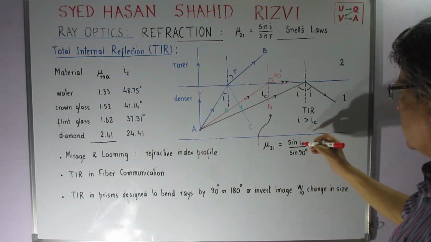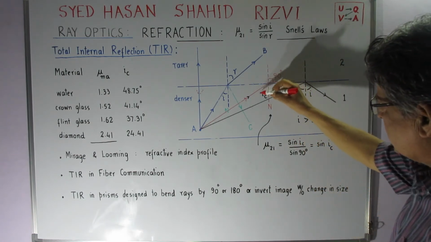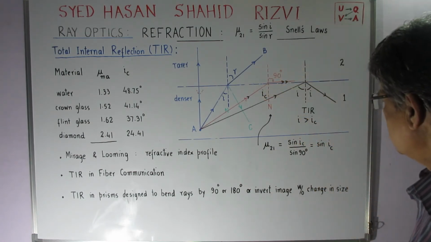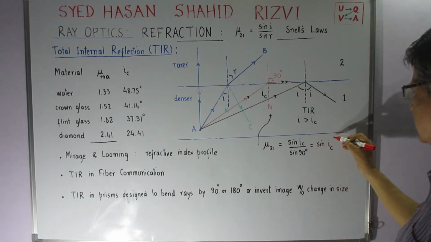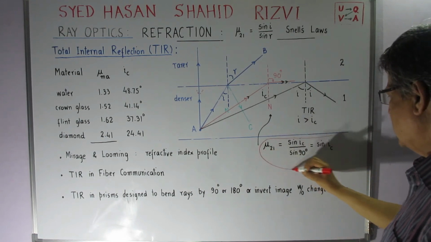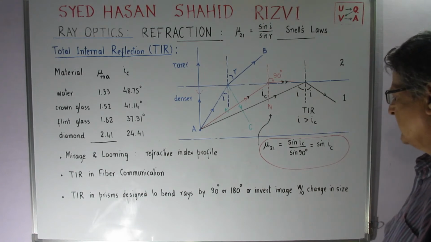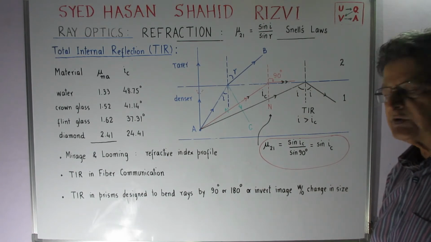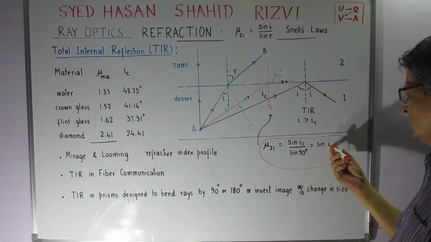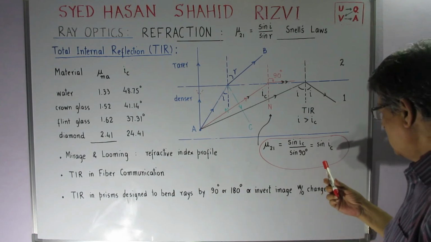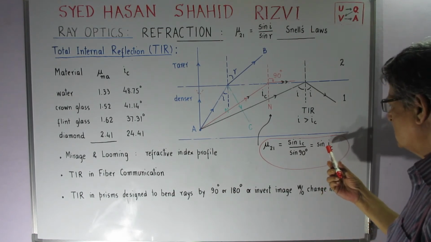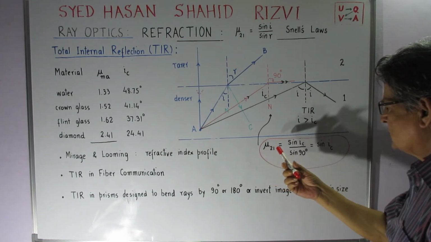So in that case, mu21 can be written as sine of this angle, which I have just taken as iC, and we get a relation like this: sine of iC divided by sine of 90 degrees is equal to 1, and therefore it is equal to sine of iC. So iC becomes equal to sine inverse of mu21.